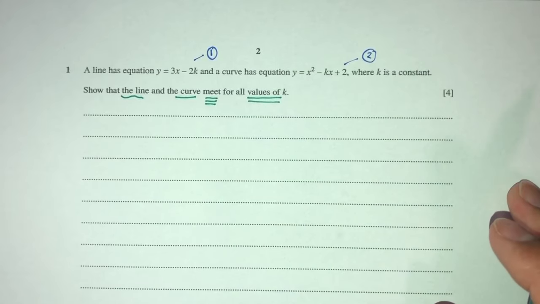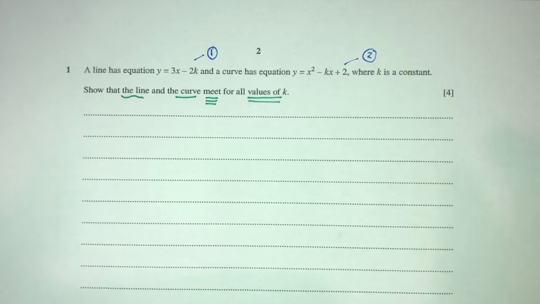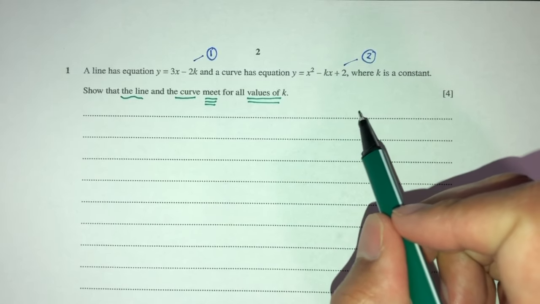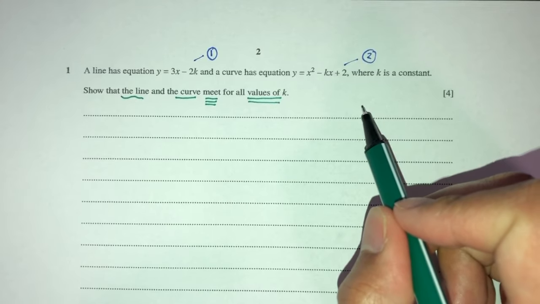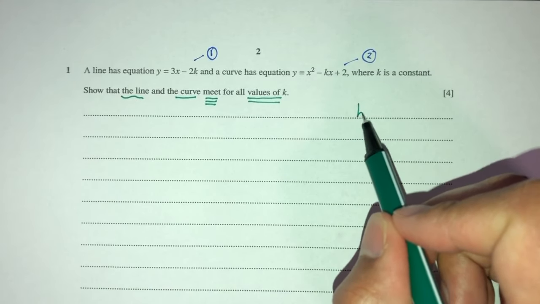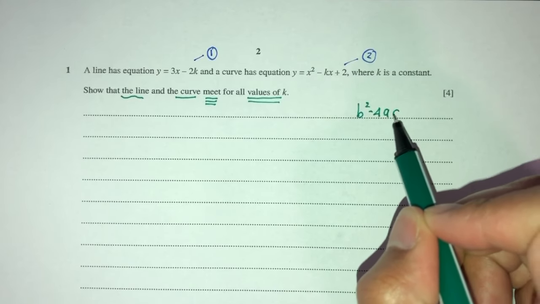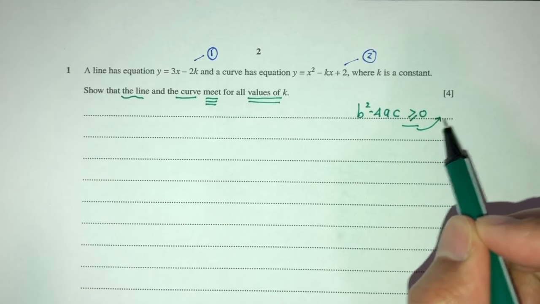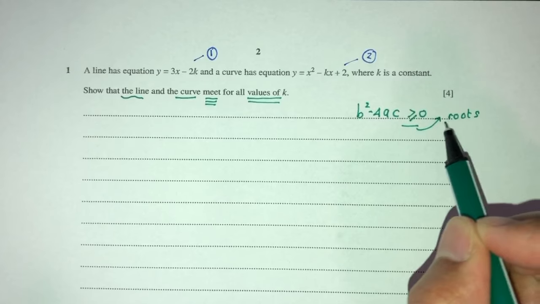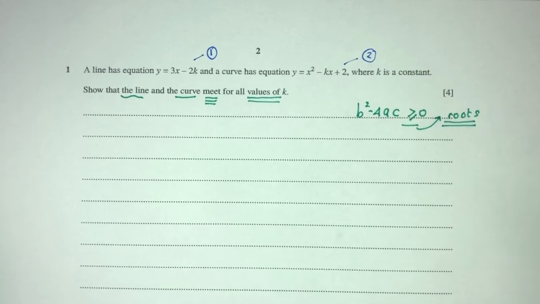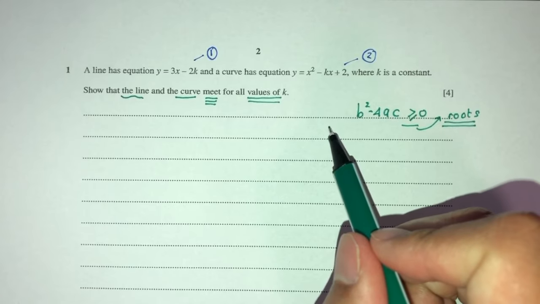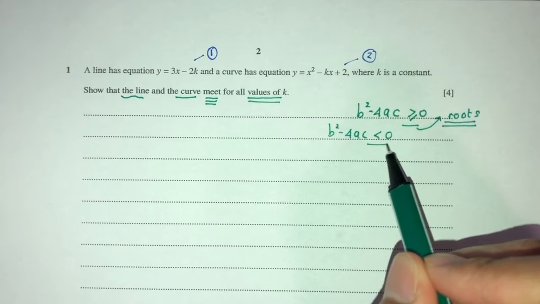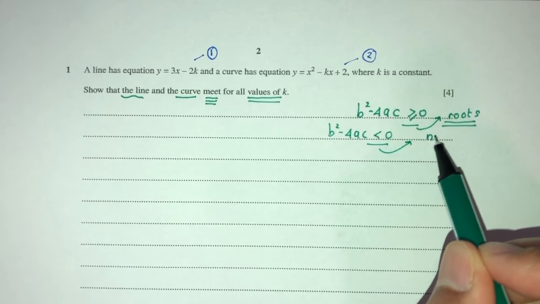Basically we have to show they have a solution, because that's what it means. If they have a solution, they meet, right? Now, something we have to know right away is that to know if they have a solution, we have to test the discriminant, which is b squared minus 4ac. When this value is more than or equal to 0, it means it has real roots. It meets, so it is good. However, if b squared minus 4ac is less than 0, then it has no real roots.